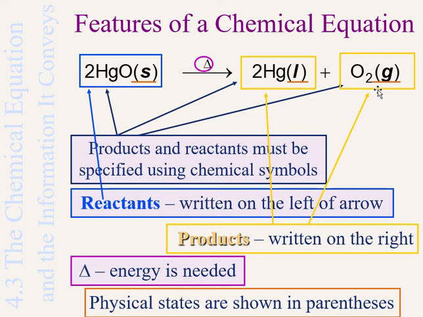So what else do we see in this equation? What is this? This is the experimental condition. The experimental condition says that energy is needed. It's in the form of either light, heat, or some other form. Usually it's heat or light. So if I take mercury oxide, heat it up, it's going to decompose to give me liquid mercury and oxygen gas. That's what this chemical equation is showing.